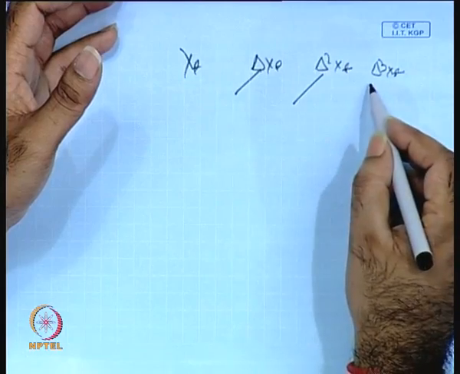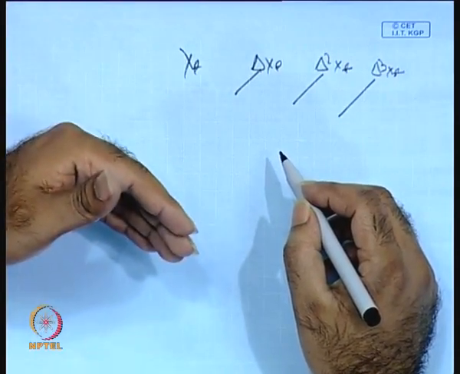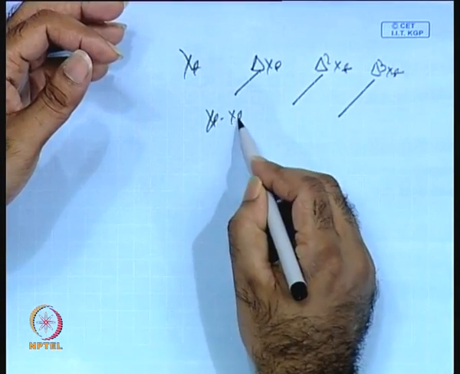For instance, there is a variable x t. I will call delta x t, delta square x t, delta cube x t. This is how I can proceed. This is called the first difference, this is the second difference, and this is the third difference. There are difference methods like this. So delta x t is nothing but x t minus x t minus 1.